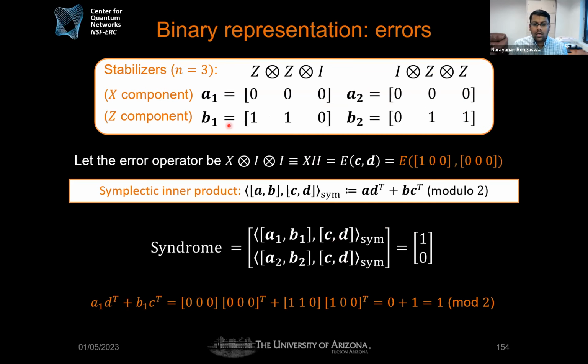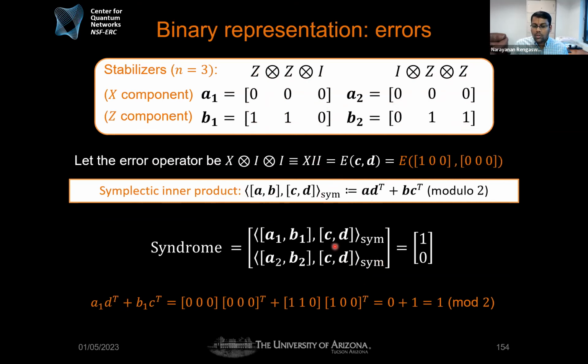So now let's go back to our stabilizers. We have ZZI and IZZ, which means our binary representations will have zeros for both A's, because A is the X component and there are no X's here. And then B is the Z component, and you have ZZI and IZZ. Now let's say you have the error XII, which means you have just 1 in the first bit of the A part and 0 in the B part.